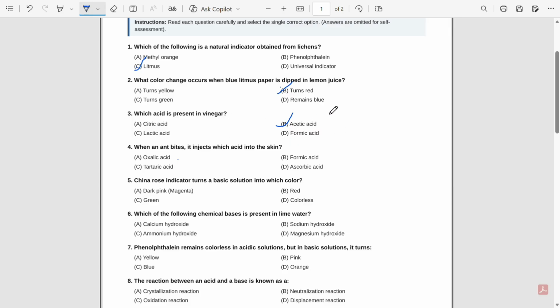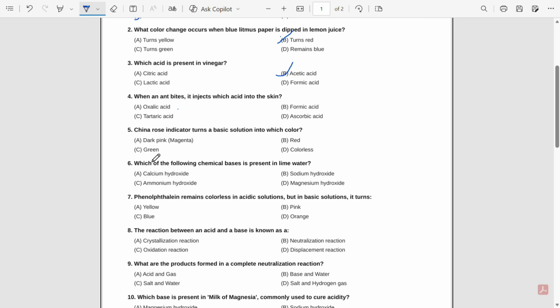Can you guess what is the acid present in curd? Curd. Give the answer and comment in the box. Acid present in the curd. Okay, later we'll discuss. So next, go for the fourth question.